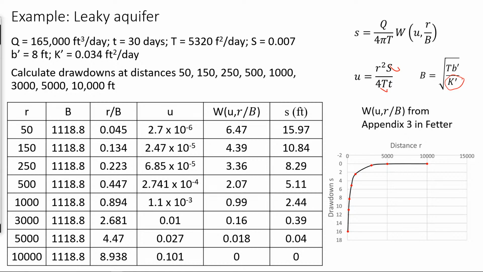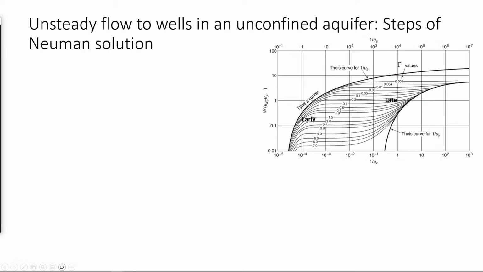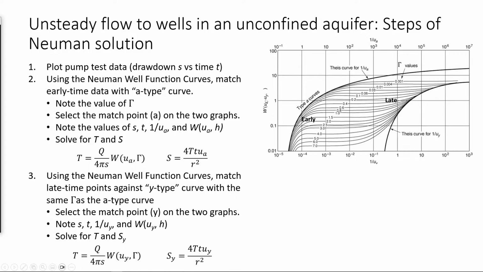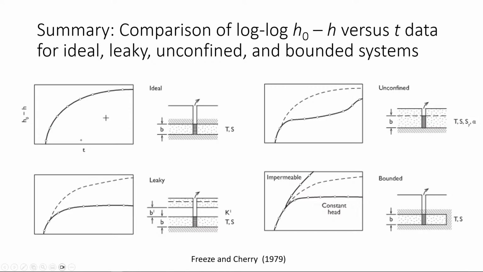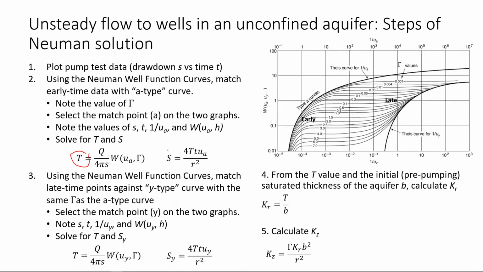And for the Neumann method, remember, this is the Neumann method. What can be quantified is a lot, actually. You can quantify the T. You can quantify the S. You can quantify the specific yield. You can quantify the KZ and the KR. So from these two, you get your anisotropy. So you can quantify a lot from these tests.